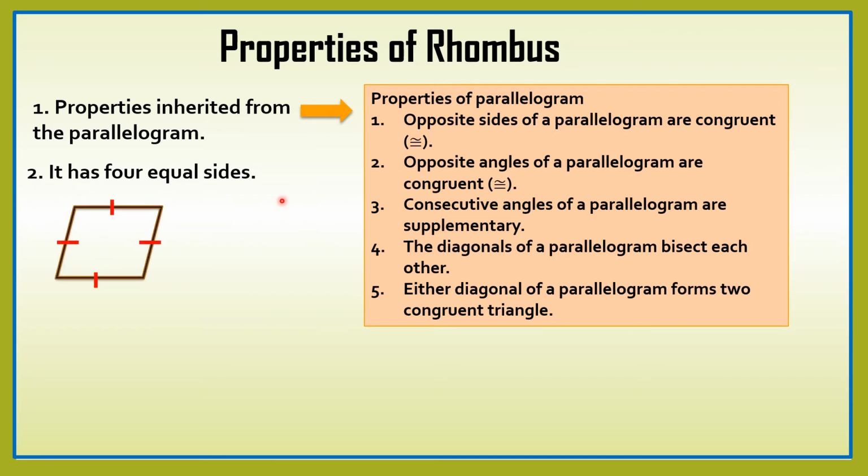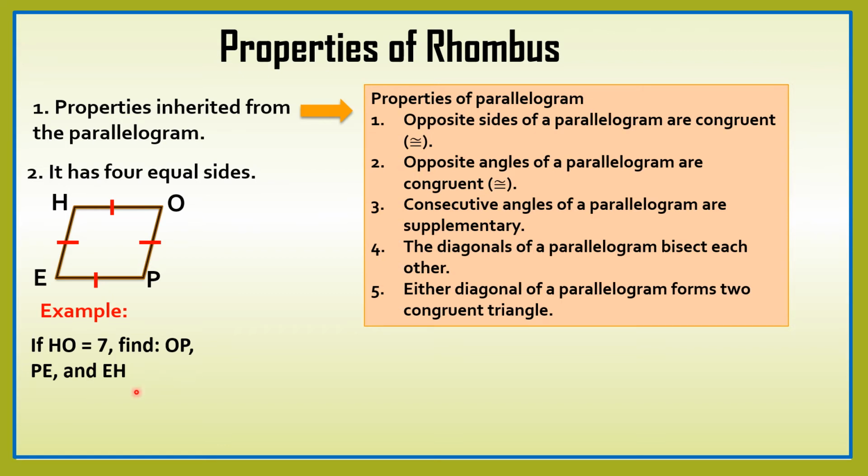So, let's have here the figure. Mapapansin nyo, lahat ng sides ni rhombus may mark na 1. It means all sides of the rhombus are equal. For example, if HO is equal to 7, find OP, PE, and EH. So, since ang side ni rhombus are equal, therefore, ang magiging measure ni OP is 7, si PE is 7, and EH is also 7.